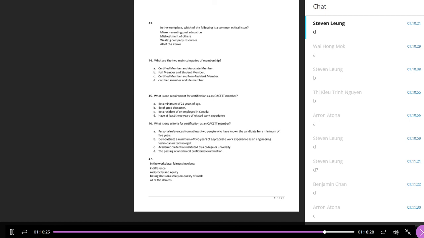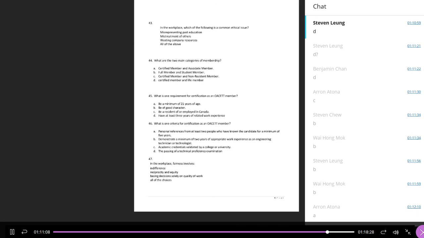44, what are the two main categories of membership? Answer is A, certified and associate member. 45, what is one requirement for certification as an OSET member? To be of good character, so B to 45. 46, what is one criteria for certification as an OSET member? And the answer here is B, 2 years of appropriate work experience.